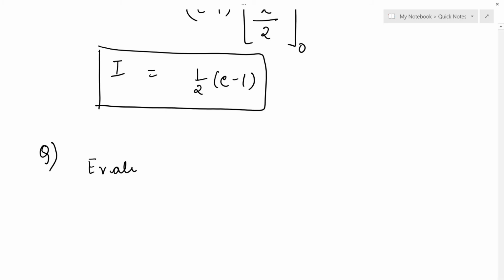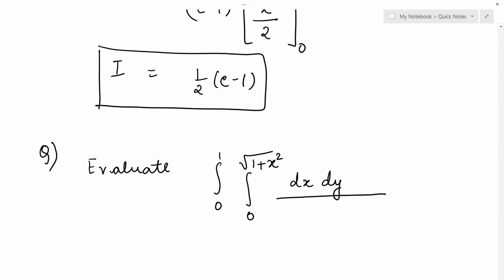Okay. One more example we can take for practice. Evaluate the integral from 0 to 1, upper limit is under root of 1 plus x square, dx dy upon 1 plus x square plus y square.